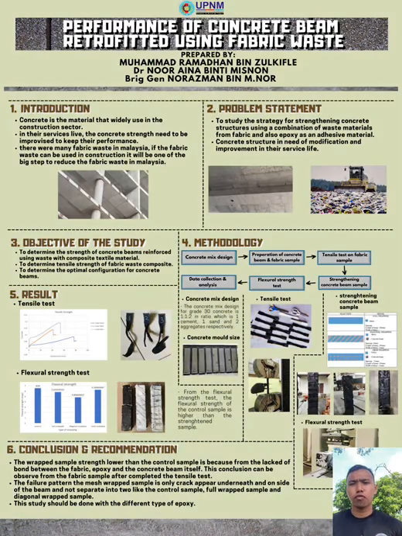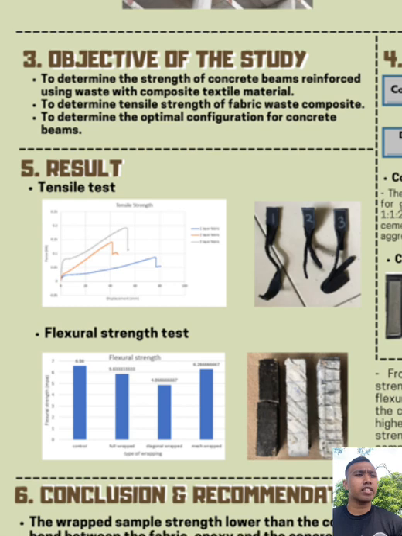So let's proceed to the results. For the tensile test result, we tested 3 different layers of fabric: 1 layer with epoxy, 2 layers of fabric with epoxy, and 3 layers of fabric with epoxy. The tensile strength for 1 layer of fabric with epoxy is 0.086 kilonewton, the tensile strength for 2 layers of fabric is 0.14 kilonewton, and for 3 layers of fabric with epoxy, the tensile strength is 0.19 kilonewton.